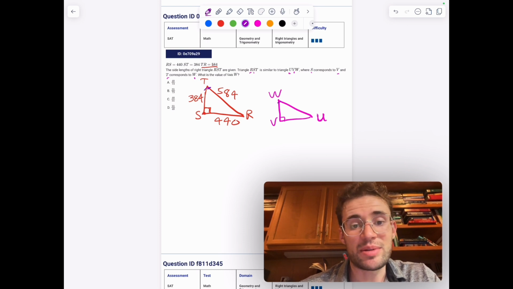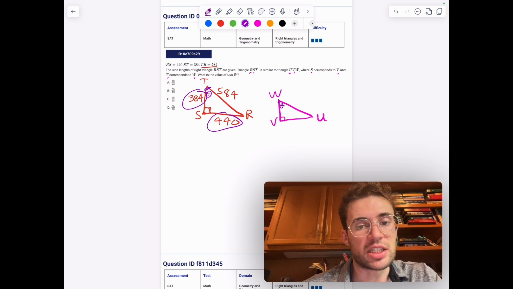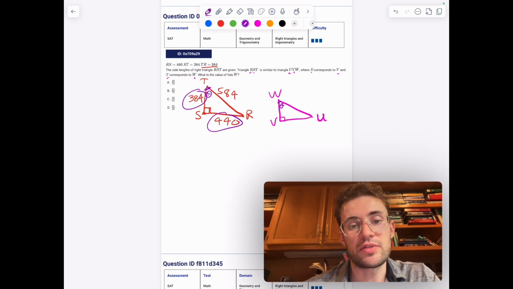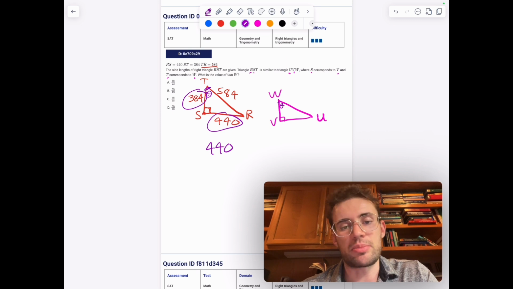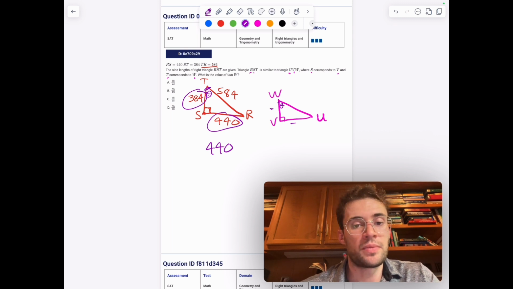So that's going to be the same as tangent of T, because they're the same angle here, right? If this is theta, then this is theta. So tangent is going to be the ratio of the opposite over the adjacent. The opposite of T and of W would be 440. Now, this could be scaled up or scaled down, but if you scale up one side, you're going to scale up the other side the same, so the ratio will remain the same. So we do opposite, 440, over adjacent, which is 384.